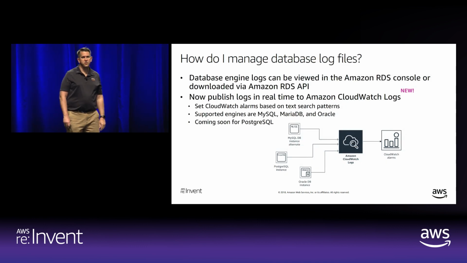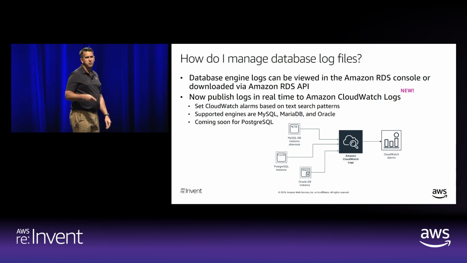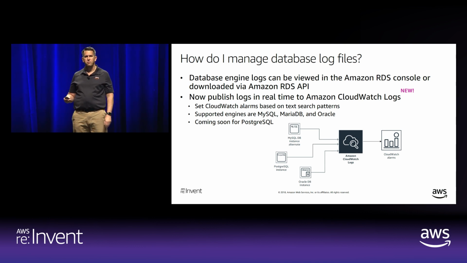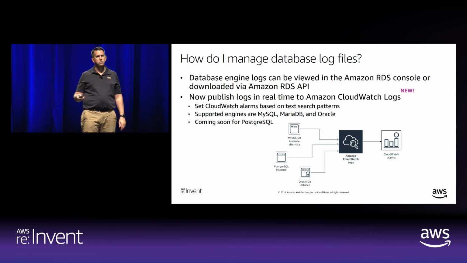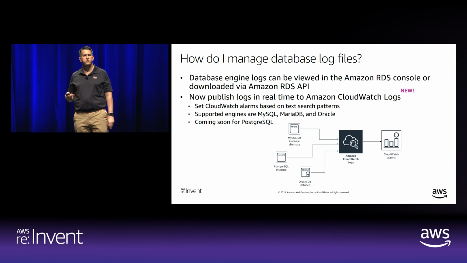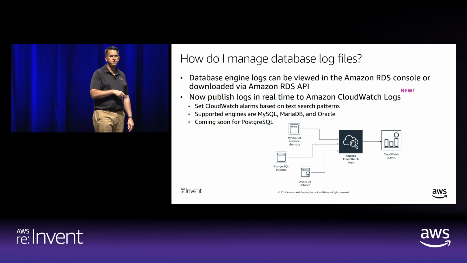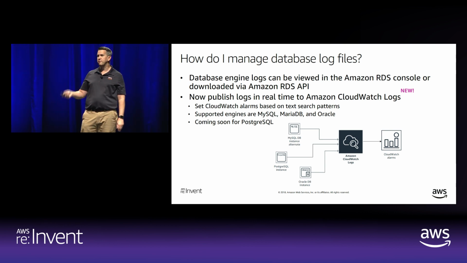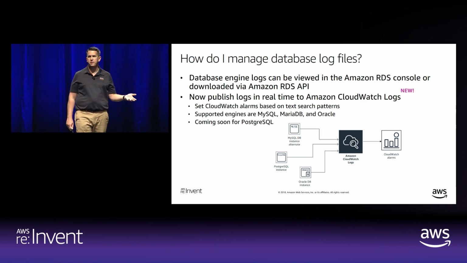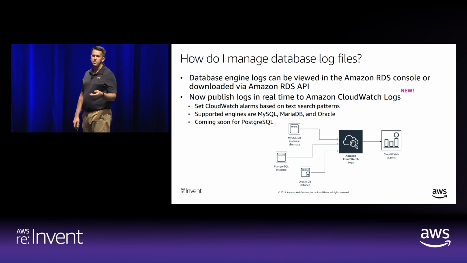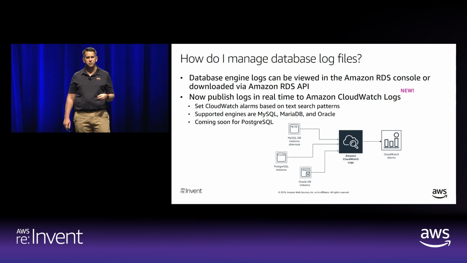Database log files are another important indicator of what's going on in your database. Each engine will output log files, typically an error log or a general log, and sometimes those offer clues into what's going on if there's a disruption in the database. Now, RDS had always provided the ability to look at those logs in the console, so I can click on an instance and read through the logs, or call the API and download those logs. We recently added the ability to publish in real time to CloudWatch logs.